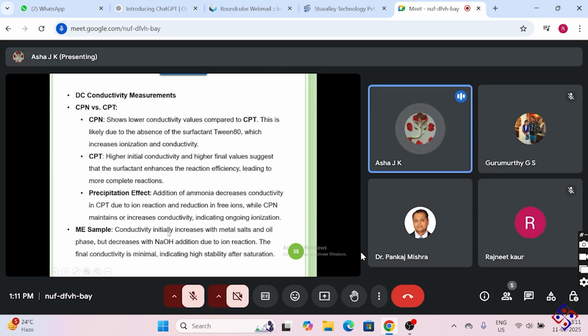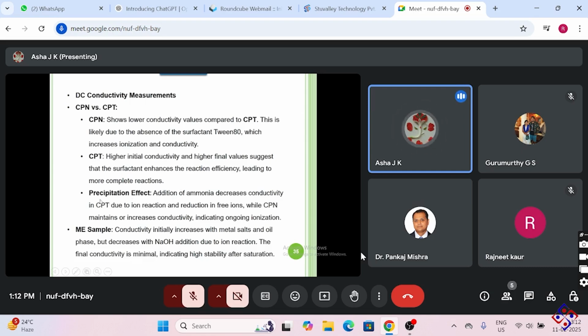So the next thing is analysis. Here, conductivity measurements, CPN versus CPT. CPN shows lower conductivity values compared to CPT. This is likely due to the absence of a surfactant, which increases ionization and conductivity. And CPT has higher initial conductivity and higher final values, which suggests that the surfactant enhances the reaction efficiency, leading to more complete reactions.